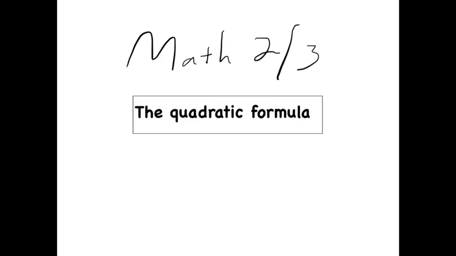Hi, this is a video explaining for Math 2-3. This is explaining the quadratic formula. This is the formula that we're using to solve the case 3 problems, the ones where it has all three parameters A, B, and C, and they're non-zero.